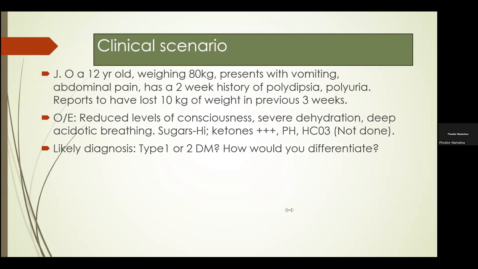So we have some saying it's type 1 diabetes because of ketonuria. Presentation of DKA is most likely type 1 diabetes. It's type 2 diabetes as the child is overweight. Type 2, the reason being the child weighs 80 kilos. Type 1, ketones. So I think in the interest of time, I will leave it at that.